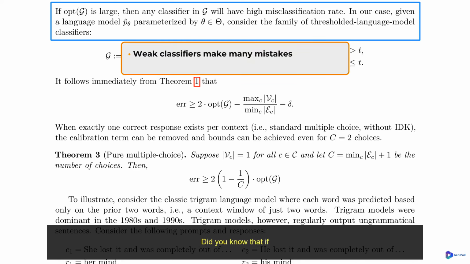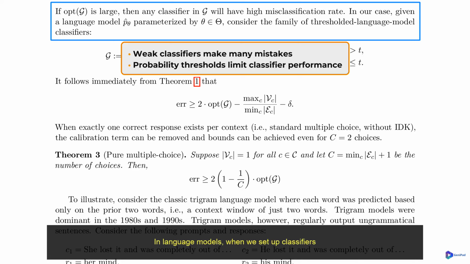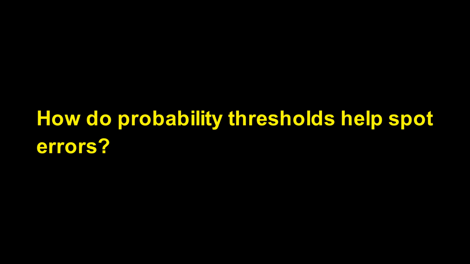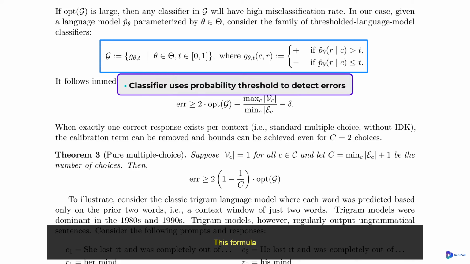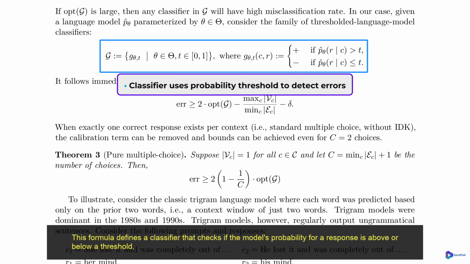Did you know that if a classifier is too weak, it's bound to make a lot of mistakes? In language models, when we set up classifiers based on probability thresholds, they can only do so much. This formula defines a classifier that checks if the model's probability for a response is above or below a threshold, helping us spot errors by setting confidence levels.